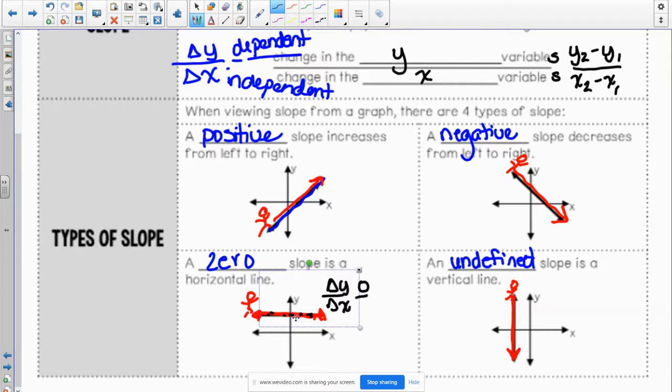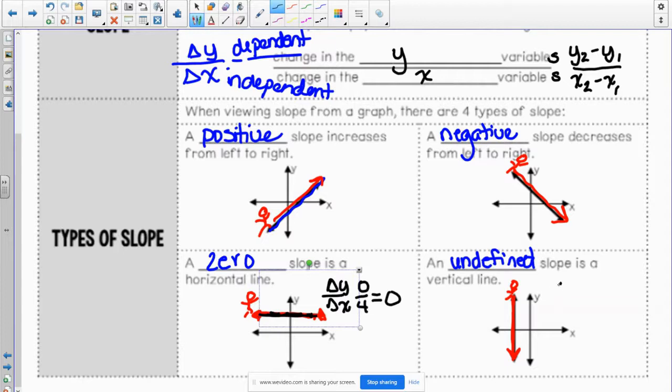And then your x can change by whatever you want. You can say it changes by 2 units, by 3 units, by 4 units. We'll just go 4. If you take 0 divided by 4, so nothing divided into 4 parts, you're still going to get 0. Hence the reason why that is a 0 slope.